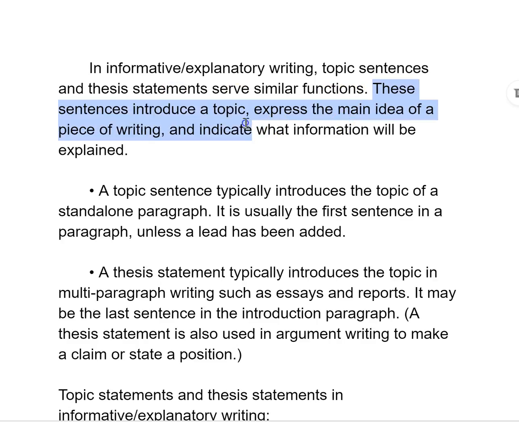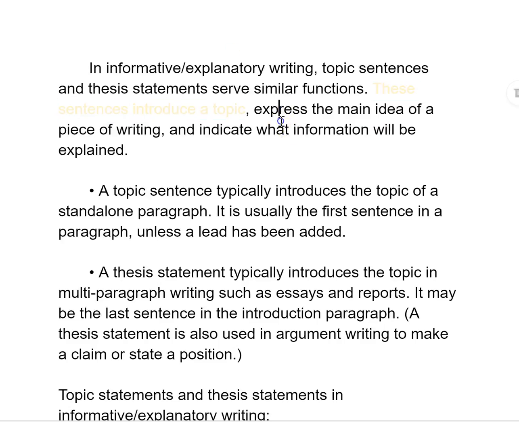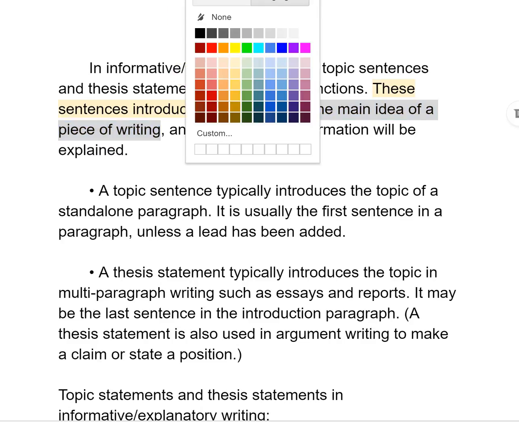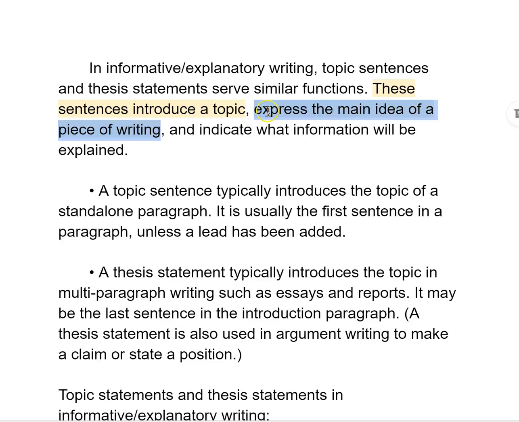These sentences introduce a topic, so that's one thing they do. I want to highlight. They introduce a topic. They express the main idea of the writing. So by reading a topic sentence or a thesis statement, you should know what you're going to be reading about. You should know what you're going to be learning about that topic and indicate what information will be explained.